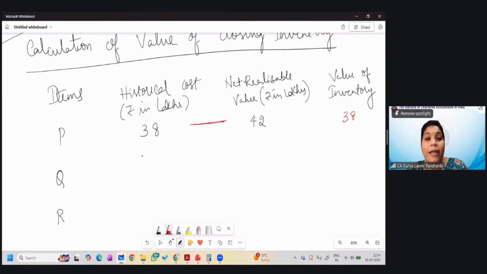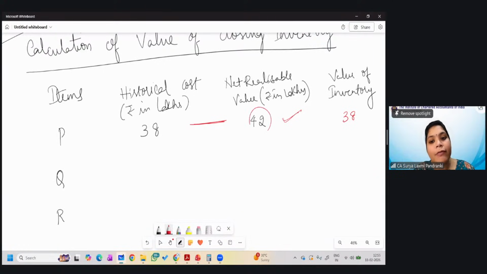I'm trying to be prudent here. I'm trying to be conservative here. I'm following the conservatism concept: I can't assume, since I can sell it for 42, that I will show 42 lakhs in my inventory. Some people argue that. You can't do that because you have to be prudent or conservative enough. Conservative means I can't show profits that are unrealizable. Prudent means you anticipate losses, but you can't anticipate profits, right?